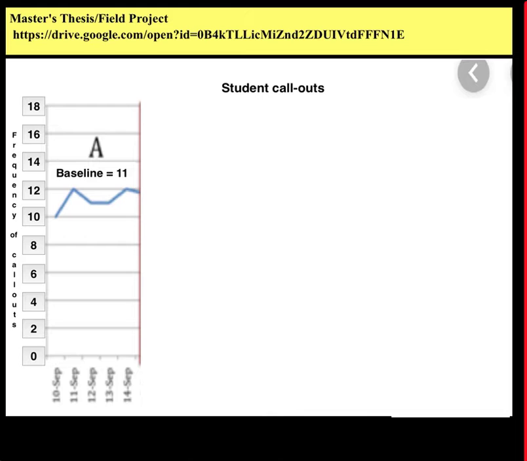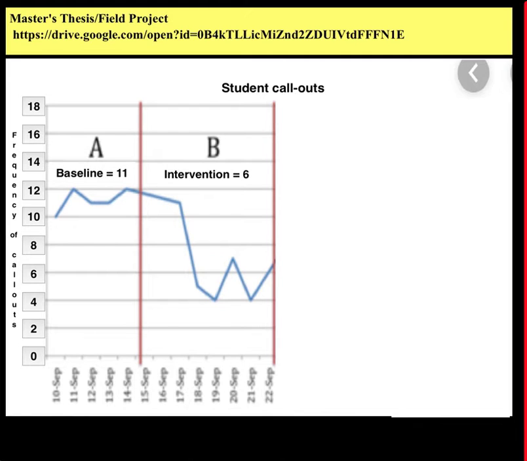At the end of the week, the data is as follows. The first day, there were 11 callouts. Second day, 5 callouts. Third day, 4 callouts. Fourth day, 7 callouts. Fifth day, 5 callouts. So that's a total of 31 callouts for the week and a rounded average of 6 callouts per class session. So the data would look like this now. So you've intervened, which would be the B, and you see that the data has gone down.